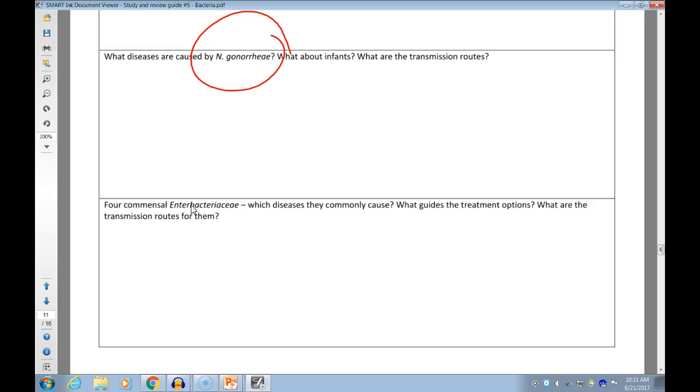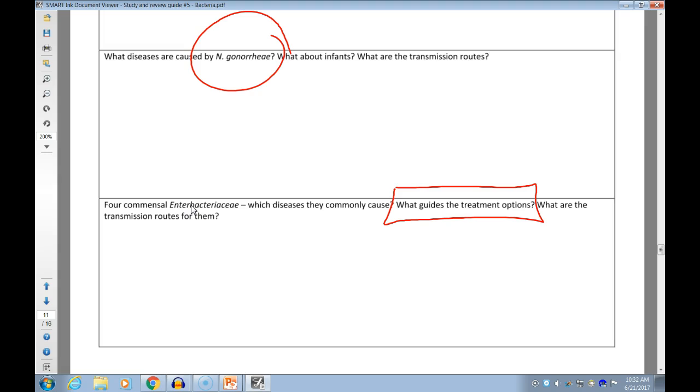Enterobacteriaceae, which diseases they commonly cause. For any bacteria that are enteric commensals or gut commensals, you have to think UTI first and foremost. Okay, urinary tract infection. Enterobacter, Klebsiella can cause pneumonia. All of them can cause sepsis in some instances. All of them, if they outgrow others, can cause diarrheal diseases. Okay. What guides the treatment options?